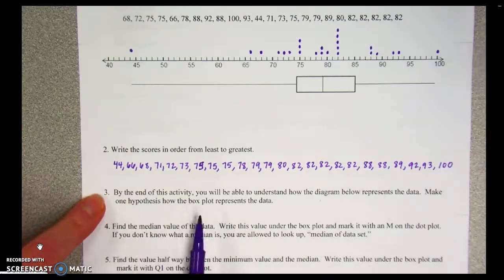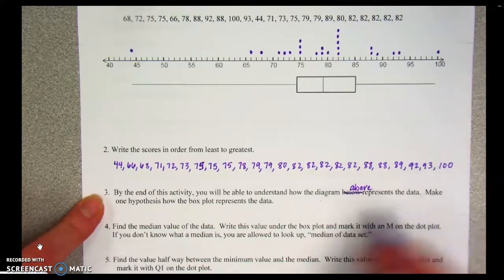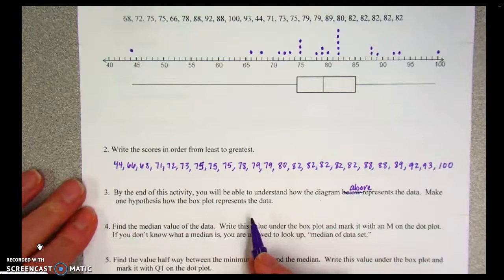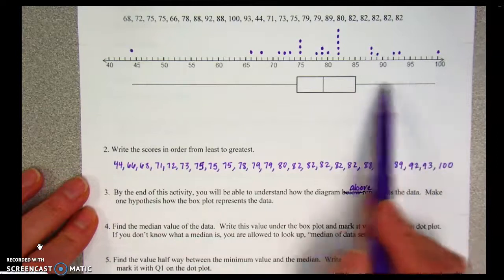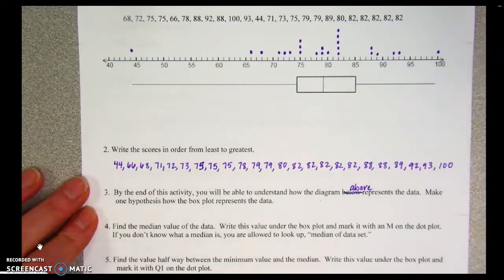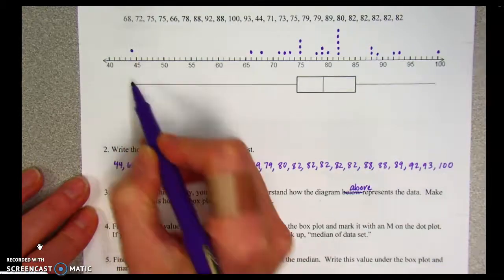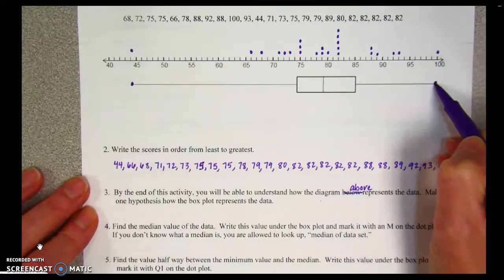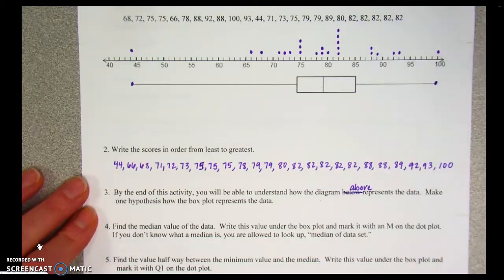It says by the end of this activity, you'll be able to understand how the diagram below, it's actually above, represents the data. Make one hypothesis of how the box plot represents the data. So looking at these dots and looking at this diagram, how do you think that the diagram represents the dots? I can see that this is in kind of the same place as this, and this is kind of in the same place as this. But as for the box and this line, I'm not exactly sure. But this activity will tell me what to do.